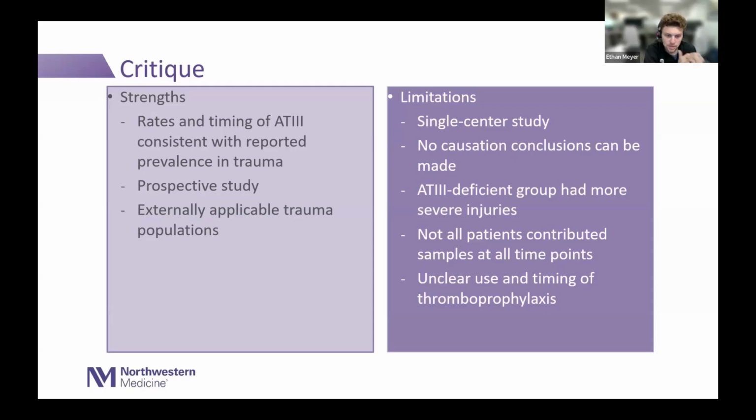Not all patients contributed samples at all time points. And then they didn't do a great job of commenting on the use and timing of thromboprophylaxis. They mentioned the overall percentage of patients who received it, but they didn't differentiate between the two groups, as well as at what time point this thromboprophylaxis got added on. Another thing that they didn't mention was if patients were on anticoagulation or on antiplatelet agents at baseline, which also potentially would affect some of these outcomes as well.